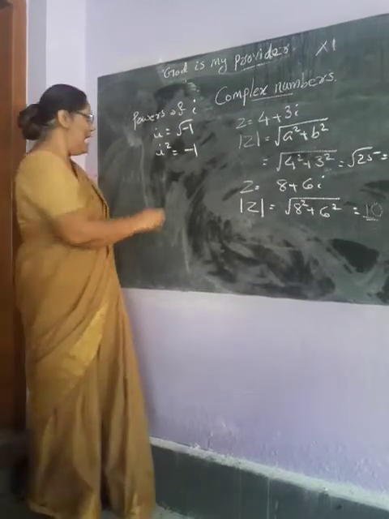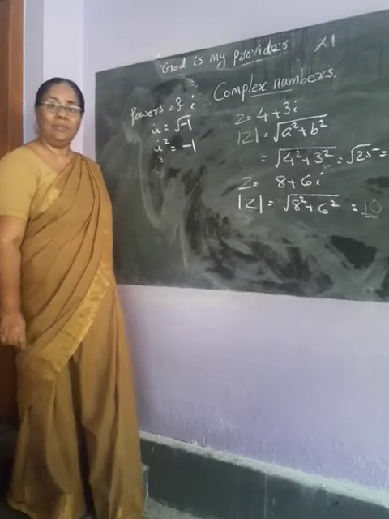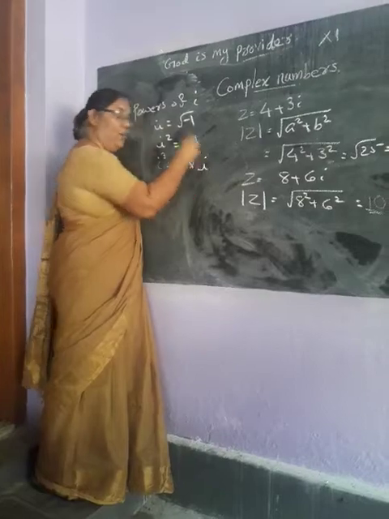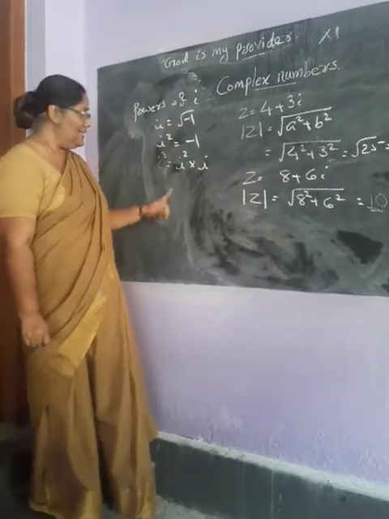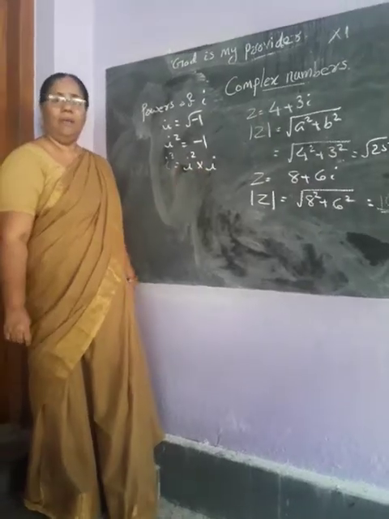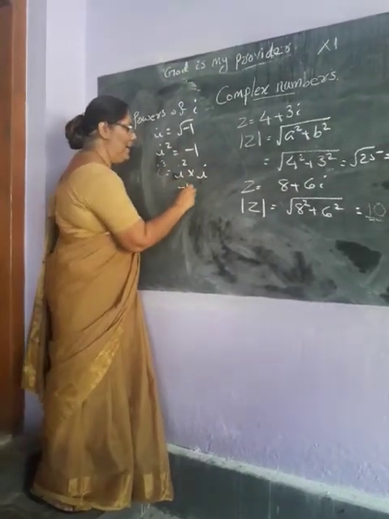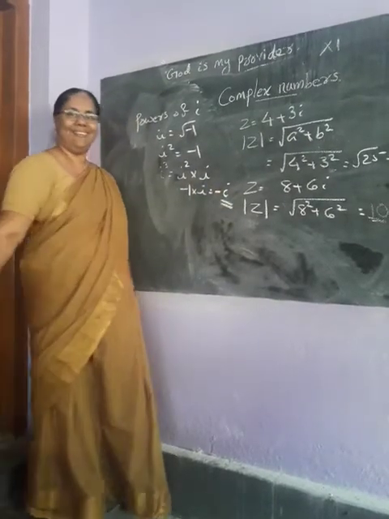How can you write i cube? i cube is equal to i square into i. All of you agree? We can write this i raised to 3 or i cube as i square into i. What is your i square? That is minus 1. Minus 1 into i is equal to minus i.